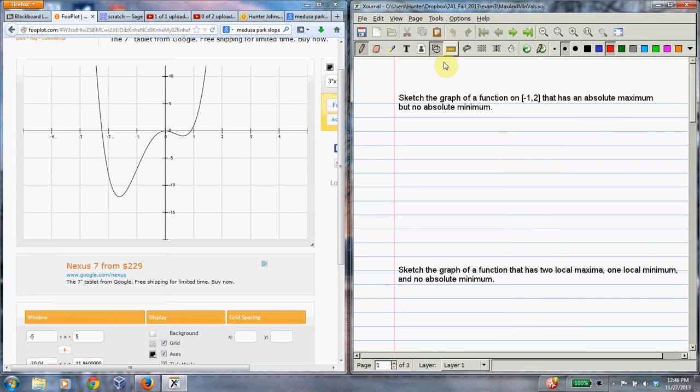So sketch a function on the interval from -1 to 2. So let's call this -1 to 2 here. That has an absolute maximum but no absolute minimum. And this should be setting off alarm bells because you have the extreme value theorem, which says that if a function of a certain kind is defined on a closed interval, then it has to have an absolute maximum and it has to have an absolute minimum.